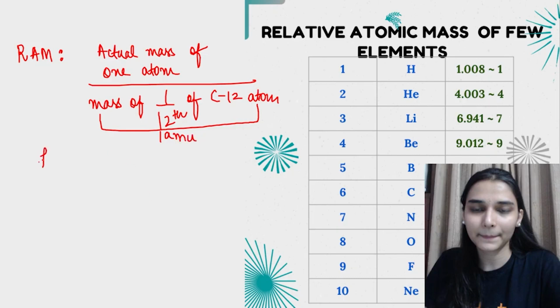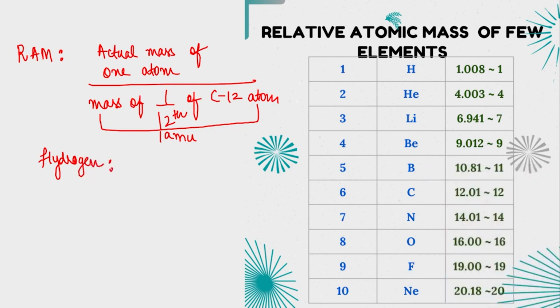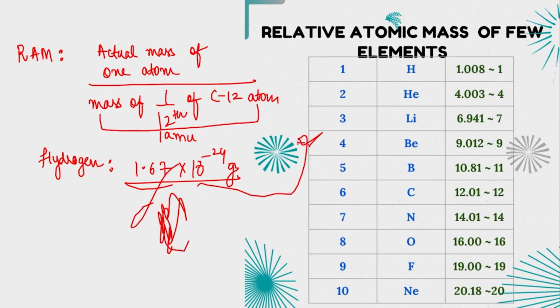We can try to calculate it for the hydrogen atom. I guess this is visible to you. So let's say we talk about hydrogen, what is its mass? 1.67 into 10 raised to power minus 24 grams. Okay? And then you divide it by the one. Let's do it here again.